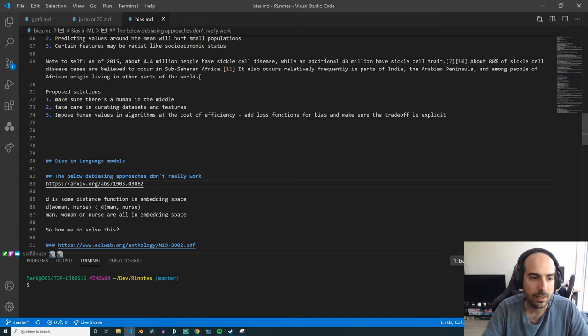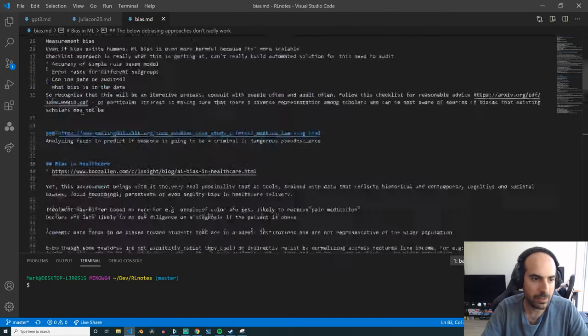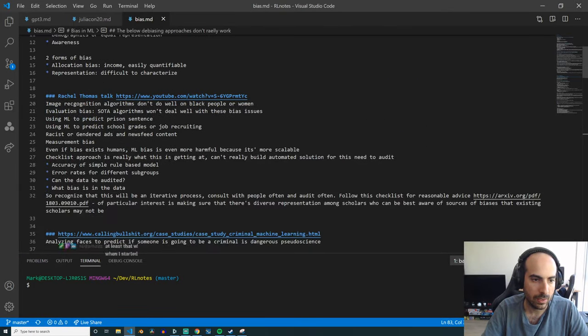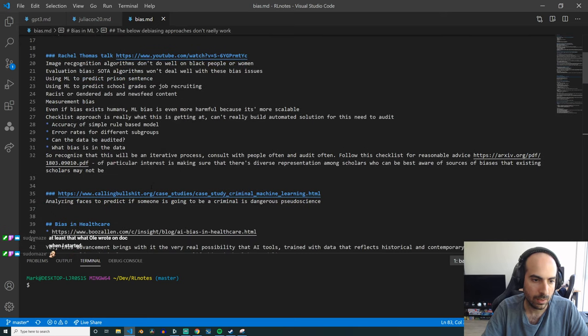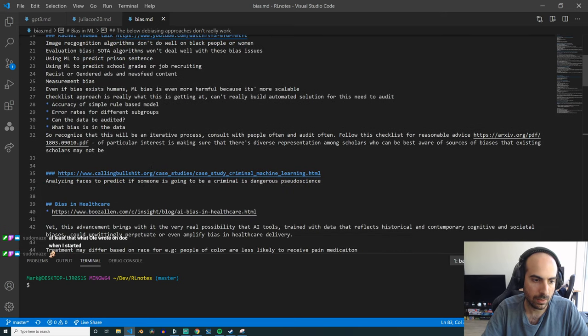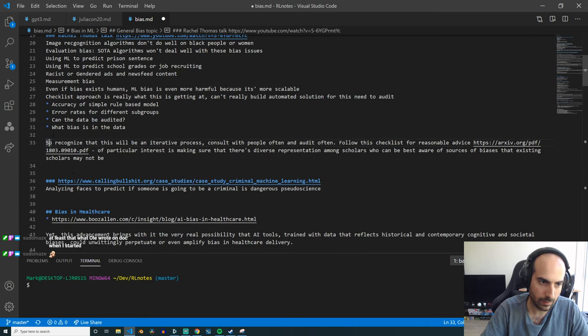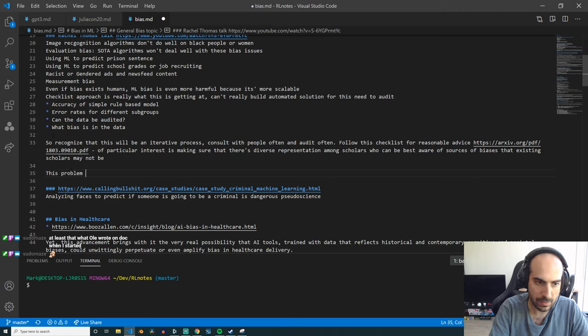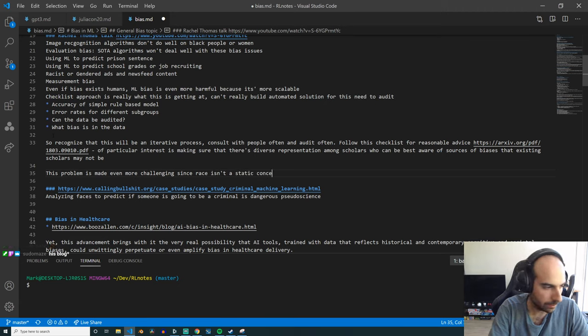Yeah, I mean, this makes the problem harder and harder to me because, like, let's say even here, let's see, where was it? Here. This problem is made even more challenging since race isn't a static concept over time. I think so. At least that's what Oler wrote on the doc when I got started.